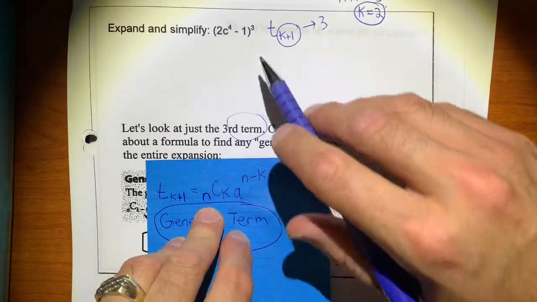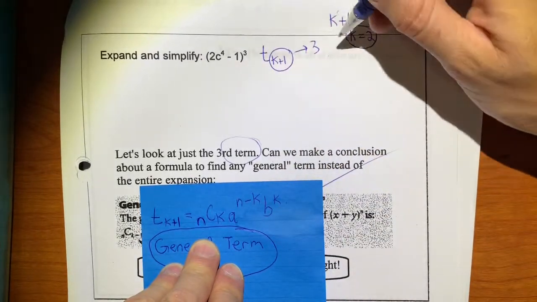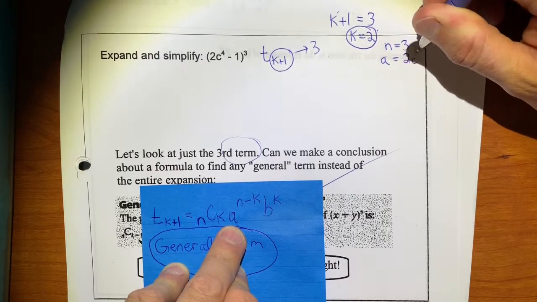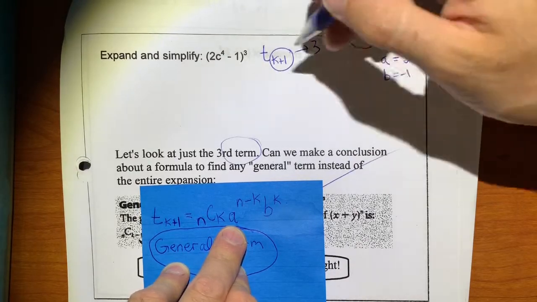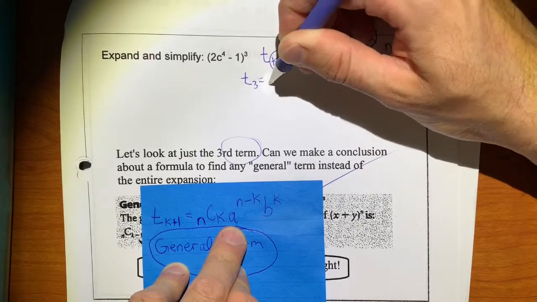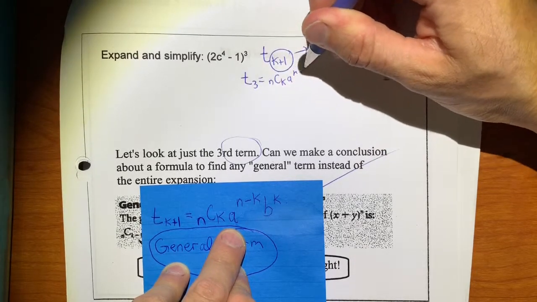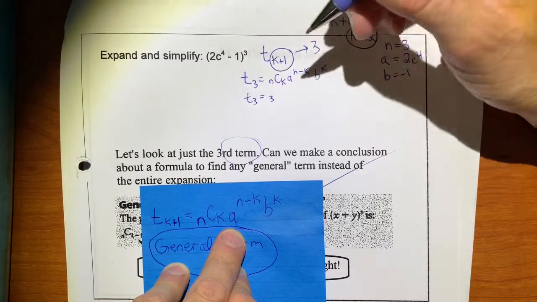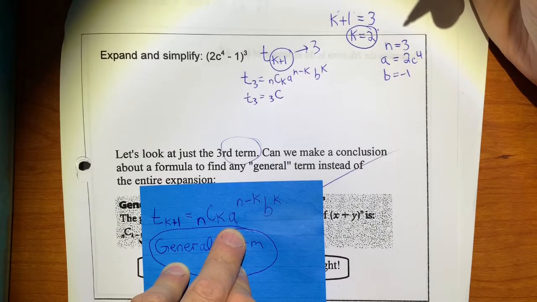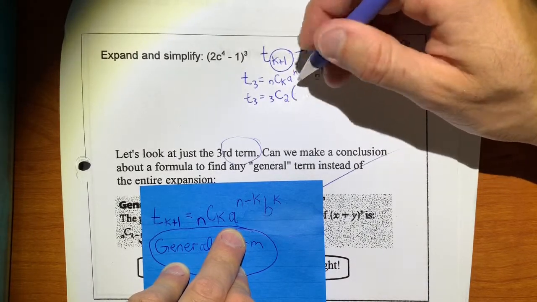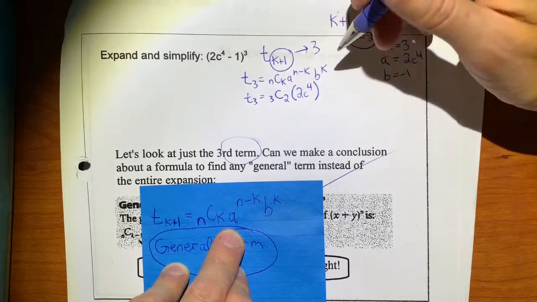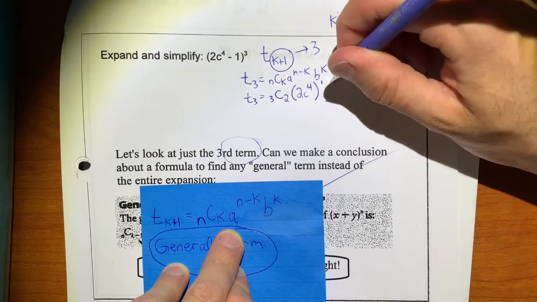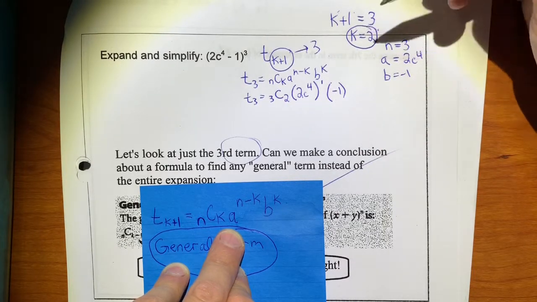Once you have that, n is just going to be whatever the power is here. So in this case, we got n equal 3. And we got our a term equal to 2c to the 4, and your b term is -1. So now you can write your formula. So term 3, I'll just write out the general formula. It's a to the n minus k, and then b to the k. So term 3 equals, n is 3, C, and then k is 2. Use brackets, your a term is 2c to the 4. And then n minus k. So you're going to go 3 minus 2, and you're going to get 1. And then your b term is -1, and it's raised to the power of k, which is 2.